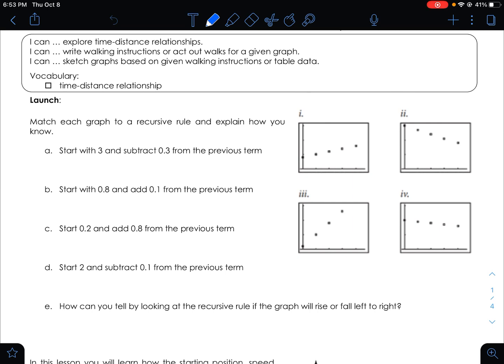So first problem says start with 3 and subtract 0.3 from the previous term. So from lesson 3.2, we know that our starting value is the same thing as our y-intercept, or the point on our y-axis. And we also know that when we are subtracting a number, our graph is going to be decreasing or going downhill. So in this case, we're looking for a graph where the y-intercept is 3, so where a point is on the y-axis at 3, and then also decreasing. So that would be graph 2.